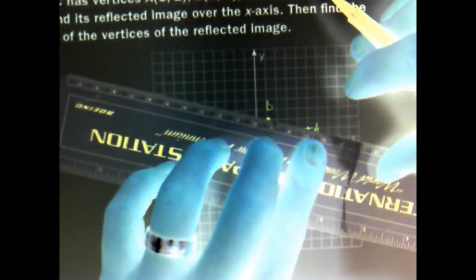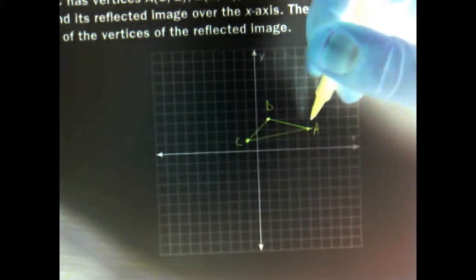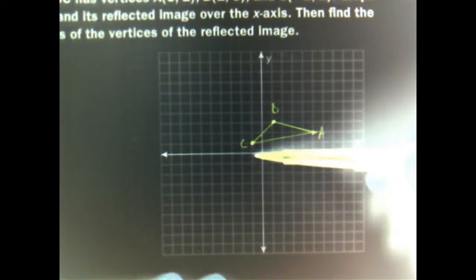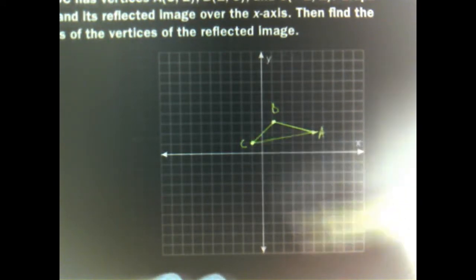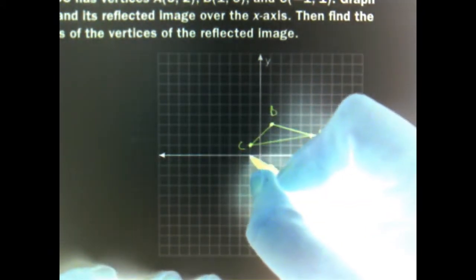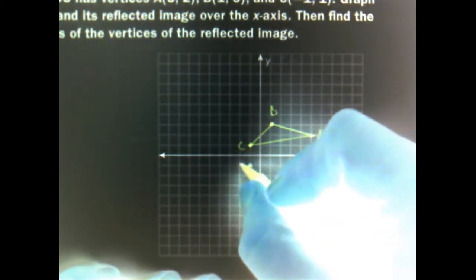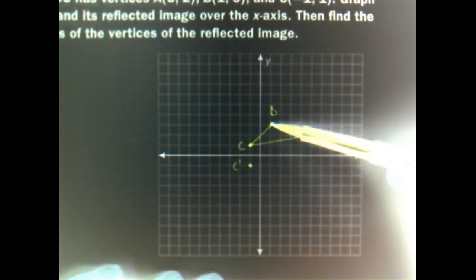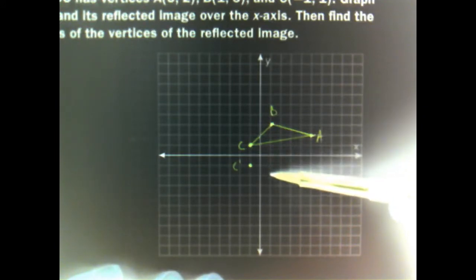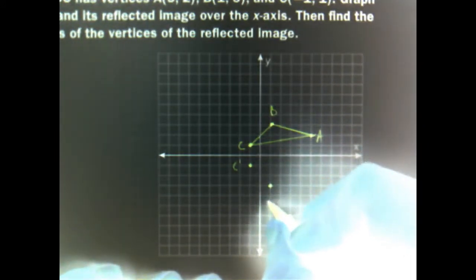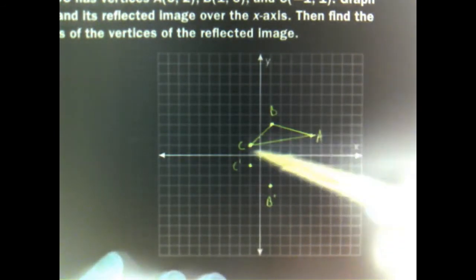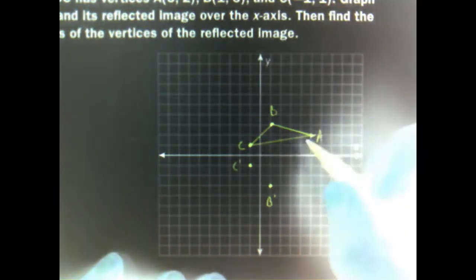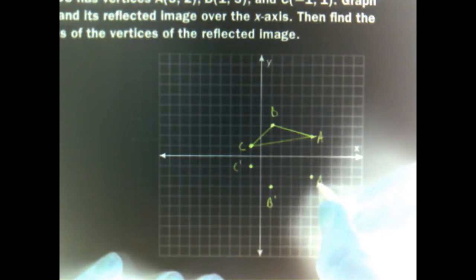Now I want to reflect it over the x-axis. So this is the x-axis. If point C is 1 unit away from the x-axis, I know point C prime must be 1 unit away in the opposite direction. C prime. Then I go to B. B is 1, 2, 3 units away. So now I go 1, 2, 3 units away down here. B prime. And A is 2 units away, so on that same vertical line I go 2 units down. Okay, and I have A prime.